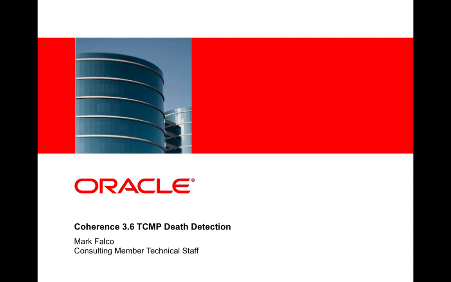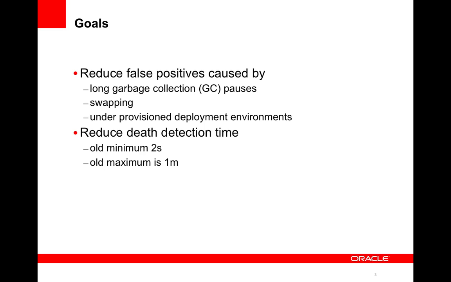I'm a developer on Oracle Coherence, and I'm going to be talking about the new death detection features in Coherence 3.6. The goals of the death detection changes in 3.6 were to reduce false positives caused by long garbage collection pauses, swapping, or under-provisioned deployment environments. Also, we wanted to reduce the death detection time. In 3.5 and earlier versions of Coherence, the minimum death detection time was 2 seconds, and the maximum, the default, was 1 minute.